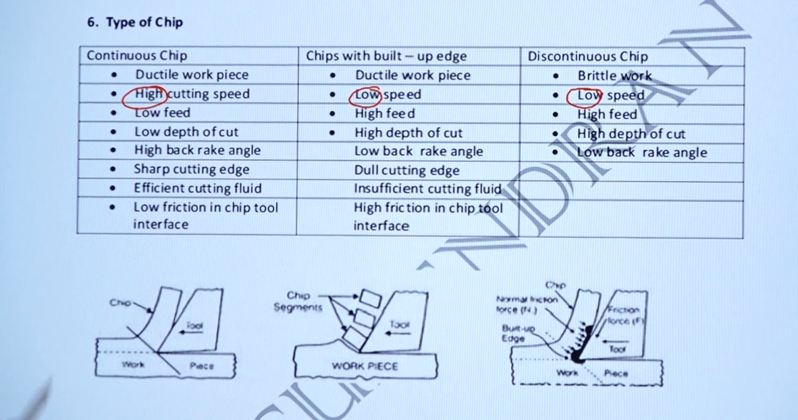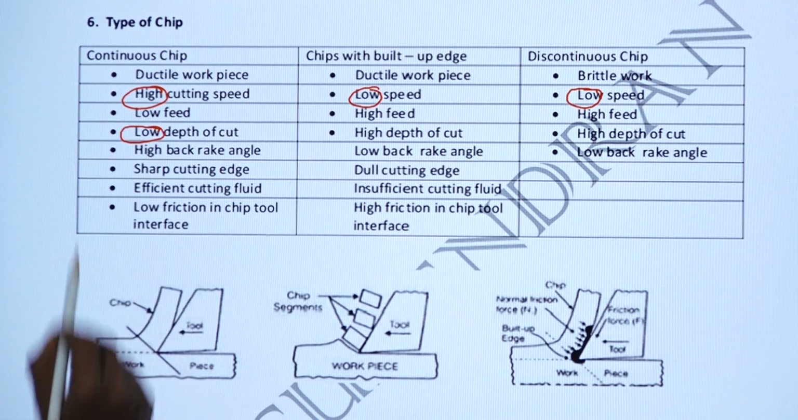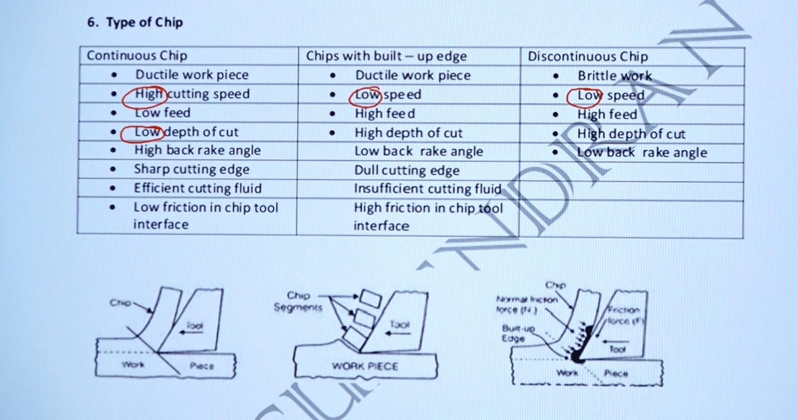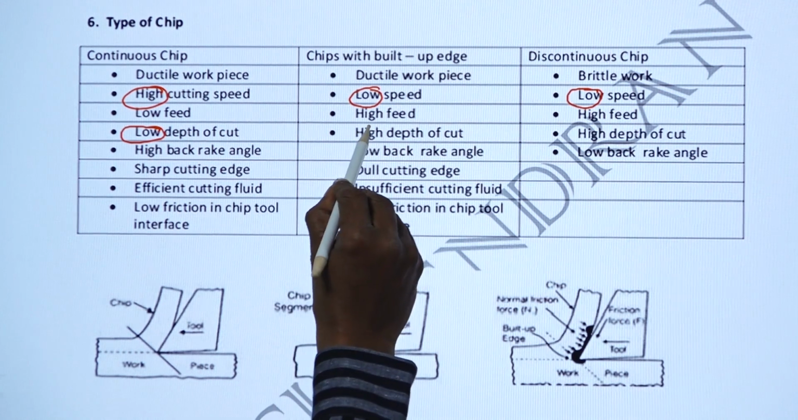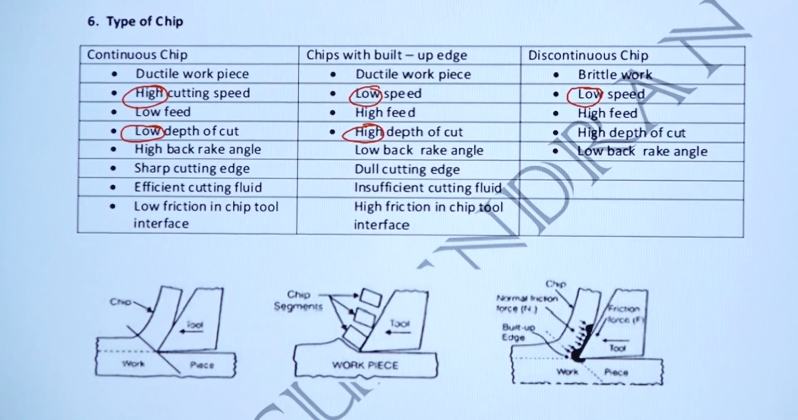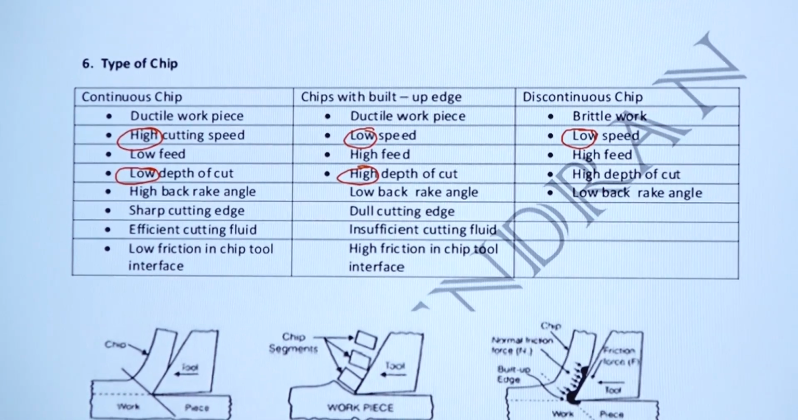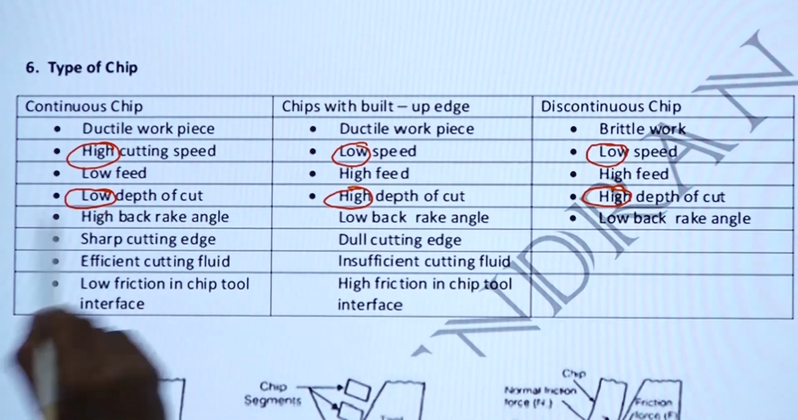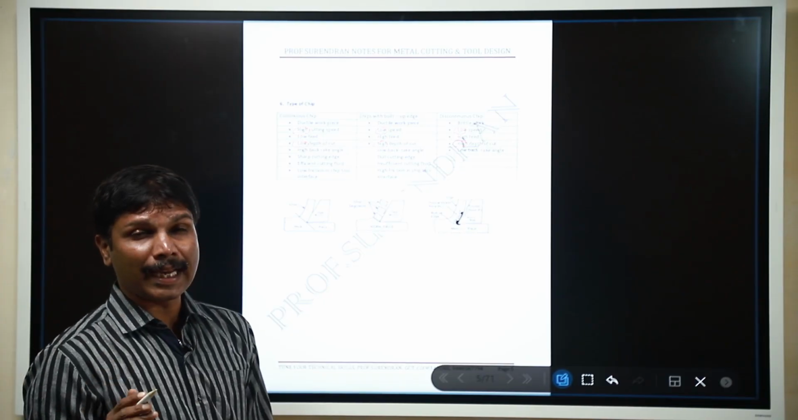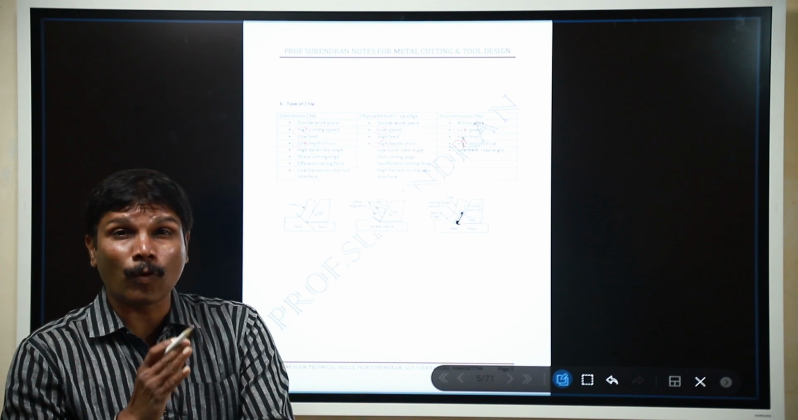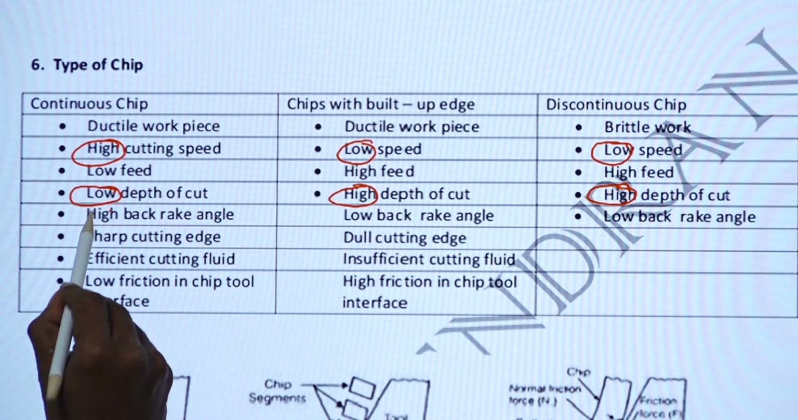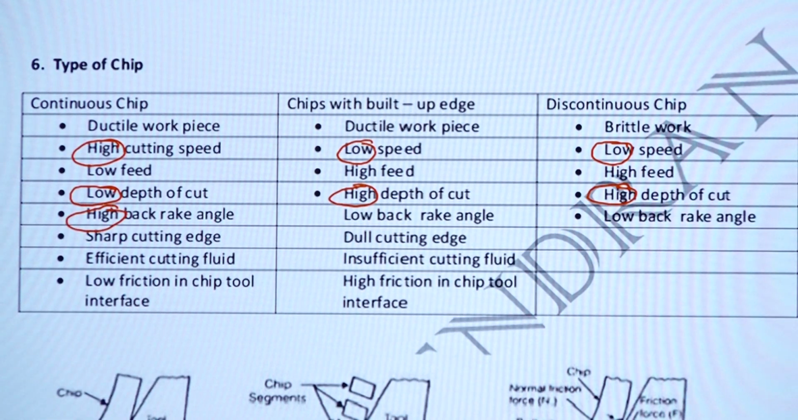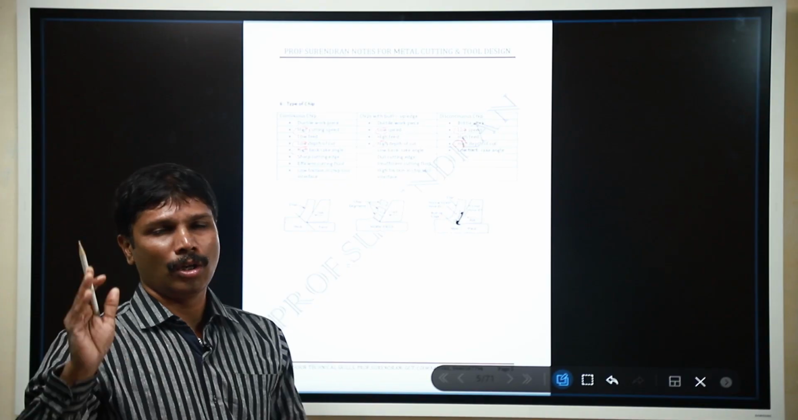So we are having low depth of cut. Continuous chips are produced only at low depth of cut. When the depth of cut is high, a built-up edge will be formed in ductile material. Here also, high depth of cut. Rake angle is an angle which is helpful for cutting. So a high rake angle gives continuous chips. Here, low rake angle, and here also low rake angle.